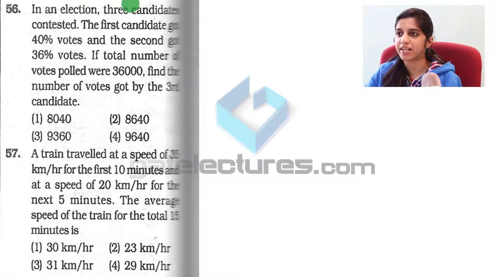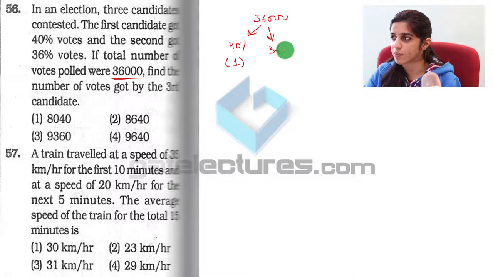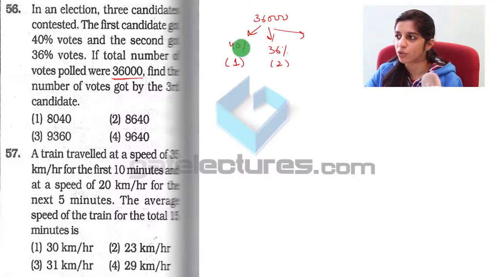Now, in an election, three candidates contested. The first candidate got 40% vote, second candidate got 36%. And if total number of votes polled were 36,000, find the number of votes got by third candidate. See, if total number of votes polled were 36,000, right? 36,000. Out of which 40% were taken by first candidate, 36% by second. So how much percentage of votes are left?